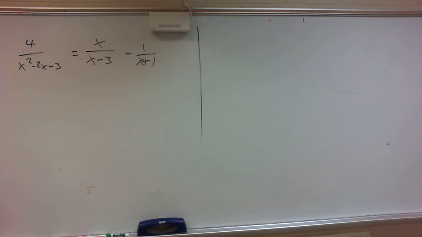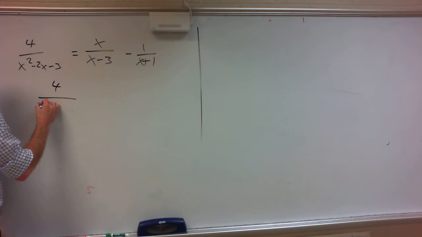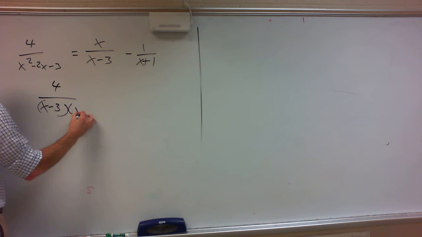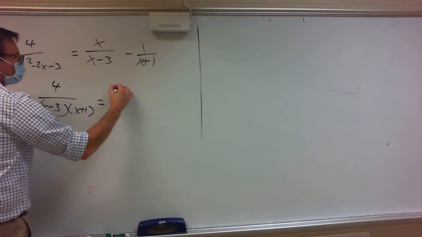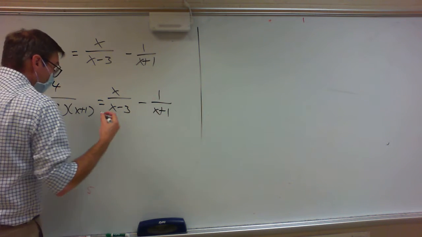Okay. Everybody got it down? What do you think the first thing I'm going to do is? Good job, right? Remembering factor. So let's see, we factor this, and so it's going to give me 4 over (x minus 3)(x plus 1) equals x over x minus 3 minus 1 over x plus 1.